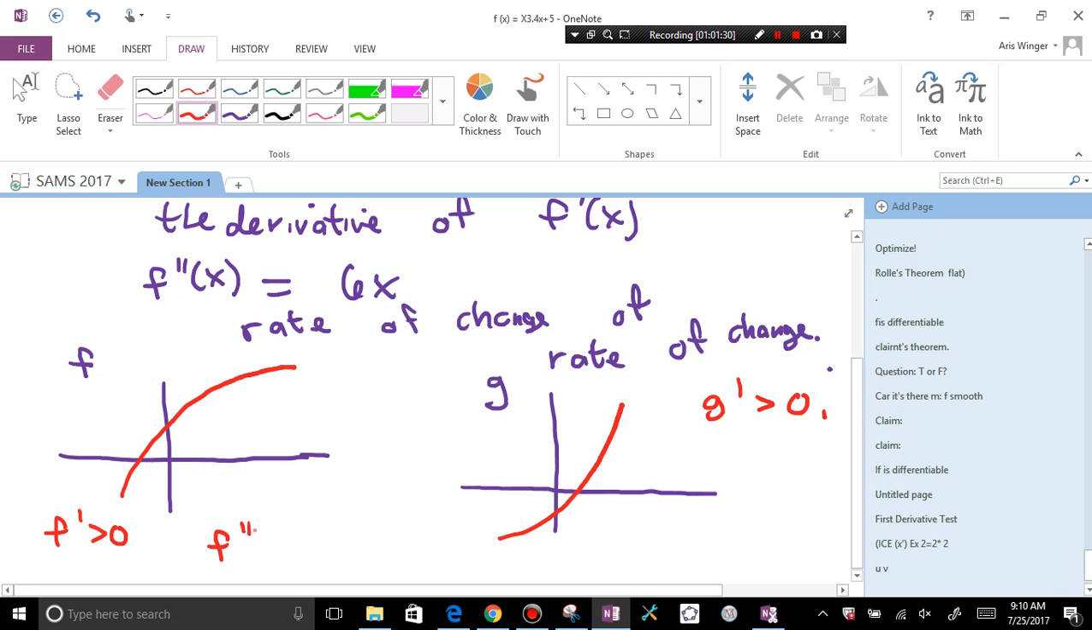So what is f double prime? Negative. No, but what is it? What's the street version for f double prime? It's the rate of change of the rate of change, right? So what we're asking is, how is what changing? The slope. f double prime measures how the slope is changing.